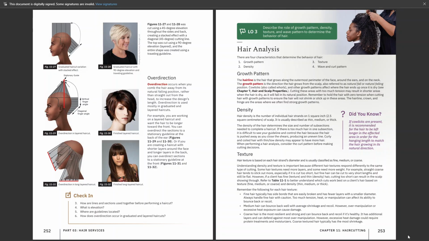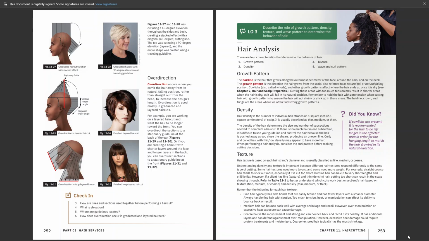Cutting these areas with too much tension may result in shorter areas when the hair is dry, as it will fall in its natural position. Remember to hold the hair with 0 tension when cutting hair with growth patterns to ensure the hair will not shrink or stick up in these areas. The hairline, crown, and fringe are the areas where we often find strong growth patterns.